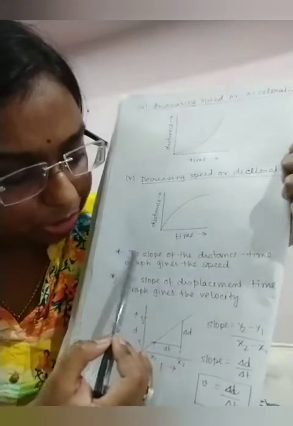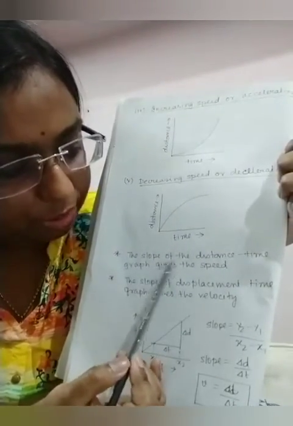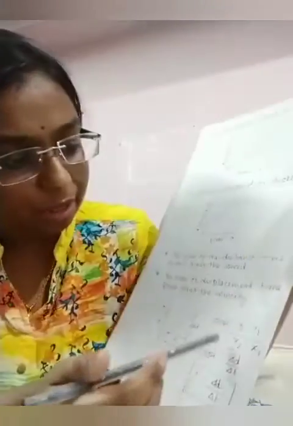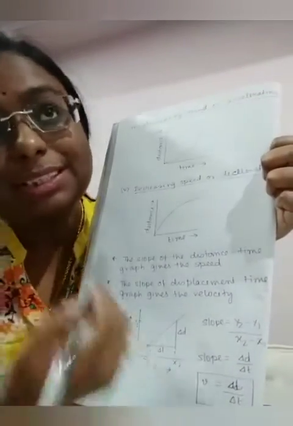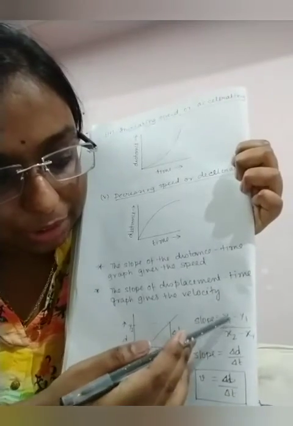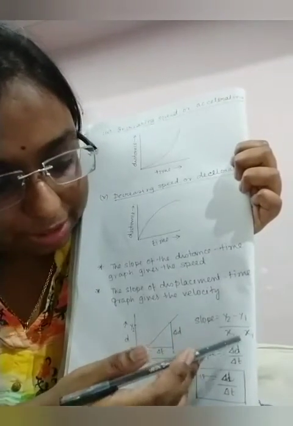Now, very important point, the slope of the distance time graph gives the speed. Now, the importance of distance time graph is that the slope of the distance time graph will give you the speed. When we solve some problems, we will see how to find speed from the distance time graph. Now, what does the slope mean? The slope means, we have already studied it in maths. So the formula for slope is y2 minus y1 by x2 minus x1.